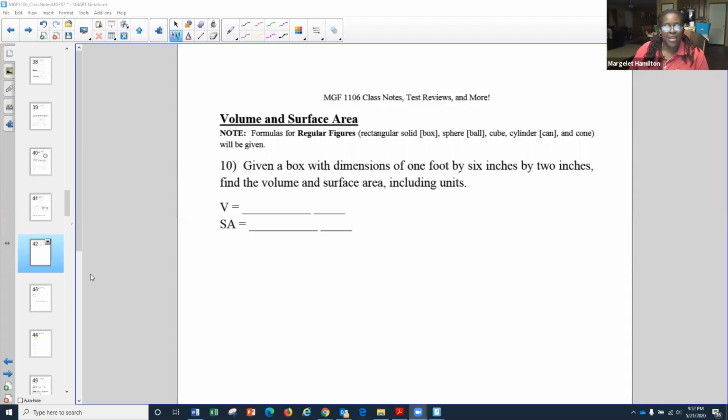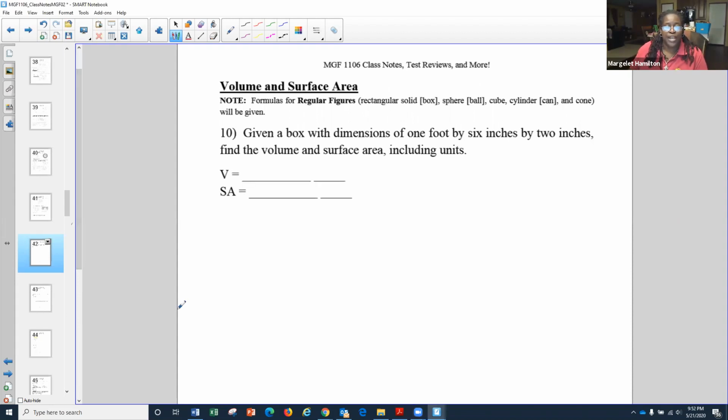Okay, here we are on page 42 of our lesson, where we're looking at volume and surface area, problem number 10. So it says formulas for regular figures. We're going to be looking at rectangular solids, which we call a box, sphere, which we also call a ball, cube, a cylinder, which we call a can, and a cone. Now they're going to use these words interchangeably on the test, your homework, so make sure you're familiar with the official words as well as the lay words, okay?